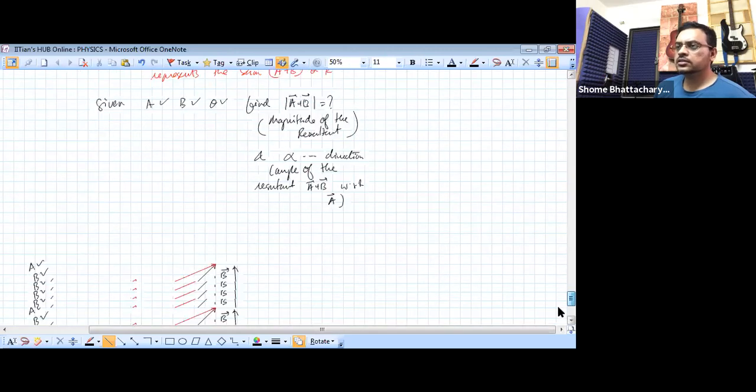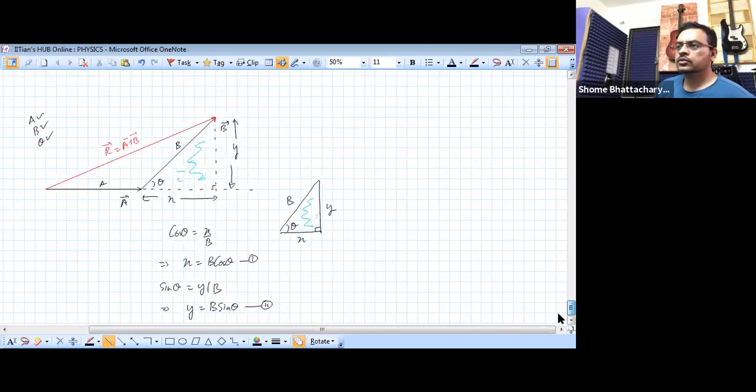For that, this is what I do. First, I drop a perpendicular from this onto this line, and I solve this smaller triangle. In this smaller triangle, if the perpendicular and the base are x and y, x comes out to be b cos theta, y comes out to be b sin theta. Okay, so make sure this step is clear to all of you, the solution of this smaller triangle.